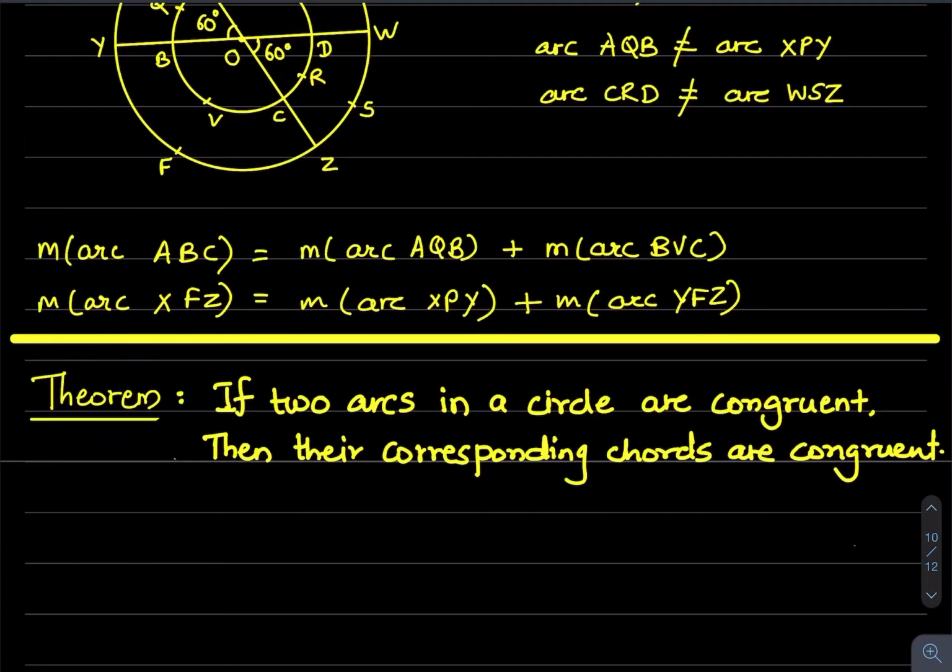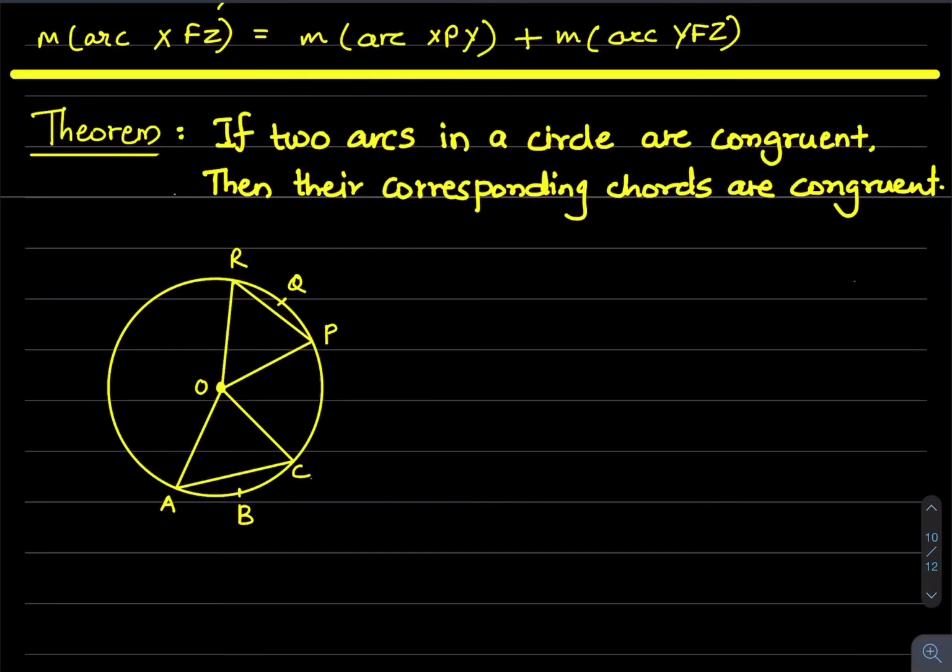Next we will see the theorem of two arcs and two chords. If two arcs in a circle are congruent, then their corresponding chords are also congruent. So first I will draw the diagram. Here is a circle with center O, PR and AC are chords and their corresponding arcs are arc ABC, and this one is arc PQR.